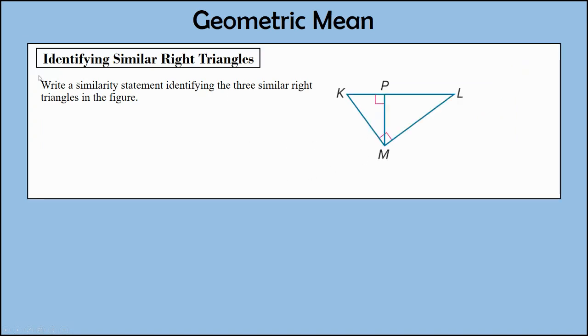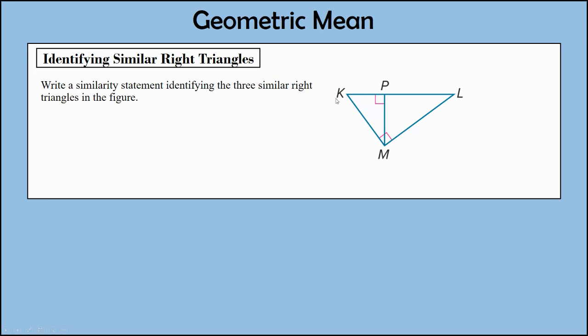Okay, so tonight this is going to be a question that you get. Write a similarity statement identifying the three triangles in here that are similar. And remember, when we write the similarity statement, we have to have the vertices matching up. So I have to write it in a special way so that everything matches up correctly.